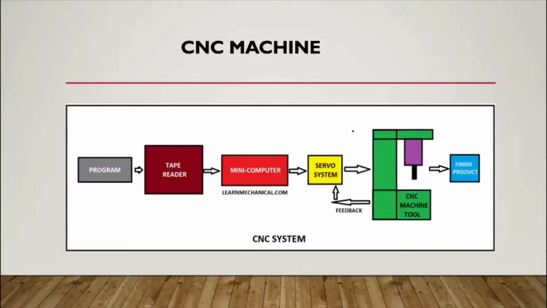The next one is the CNC machine. According to the diagram, the CNC system has these components: the program, tape reader, mini computer, servo system and CNC machine tool. The CNC machine tool is useful to make the final product. This diagram shows the feedback system that takes the operation program in the servo system.